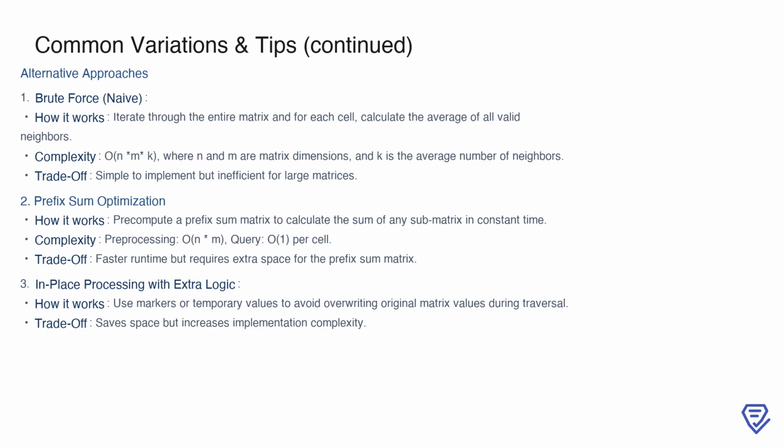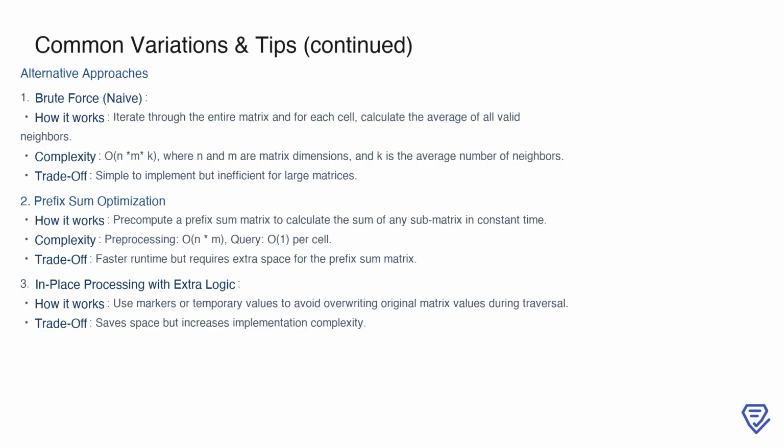A more optimized approach is to use a prefix sum matrix. By pre-computing the prefix sums, you can calculate the sum of any submatrix in constant time, reducing the overall runtime. However, this requires extra space for the prefix sum matrix, which is the trade-off.